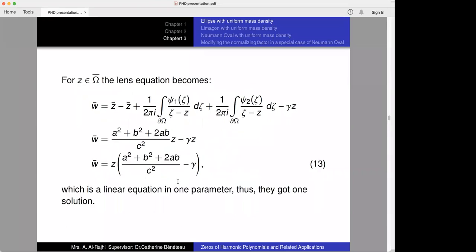While for z inside the domain, we will calculate the integration again. One by Cauchy's theorem will be 0, and the other one by Cauchy's integral formula will be psi 1 of z. So we will have a linear equation of one parameter, which leads us to one solution.